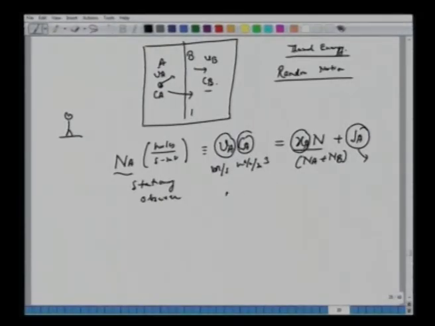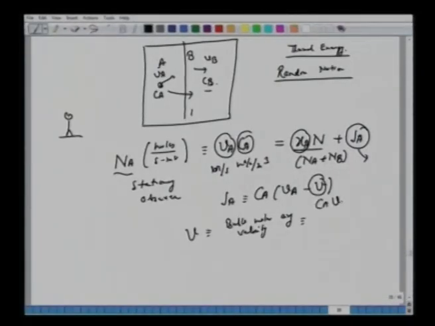In other words, what is JA? Flux. How will you measure this? It is nothing but CA times VA minus V. So what is V here? V is the bulk molar average velocity. So we are defining it as CA VA plus CB VB over CA plus CB. So you can try to understand what we are saying.